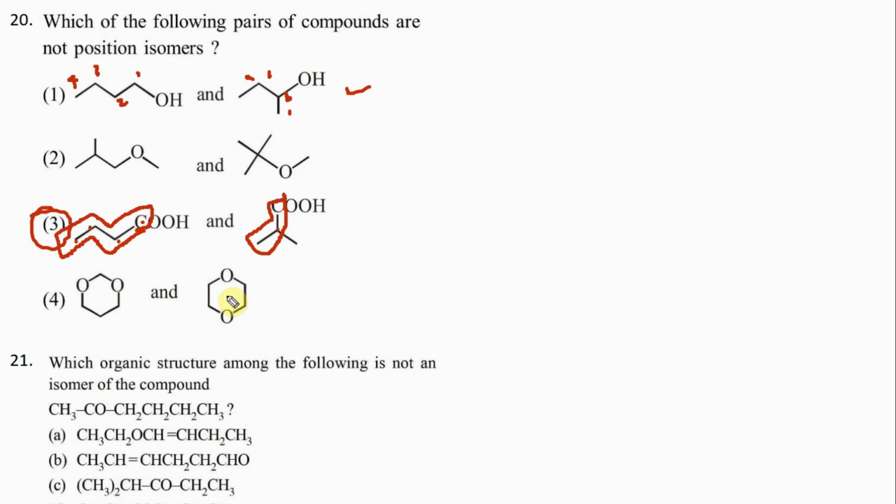Now you don't worry about this one. These two look the same, but the numbering is different. I will do it during ether. So this is going to be 1,3 and 1,4, where the oxygen is. I am just trying to show you and make you get familiar.